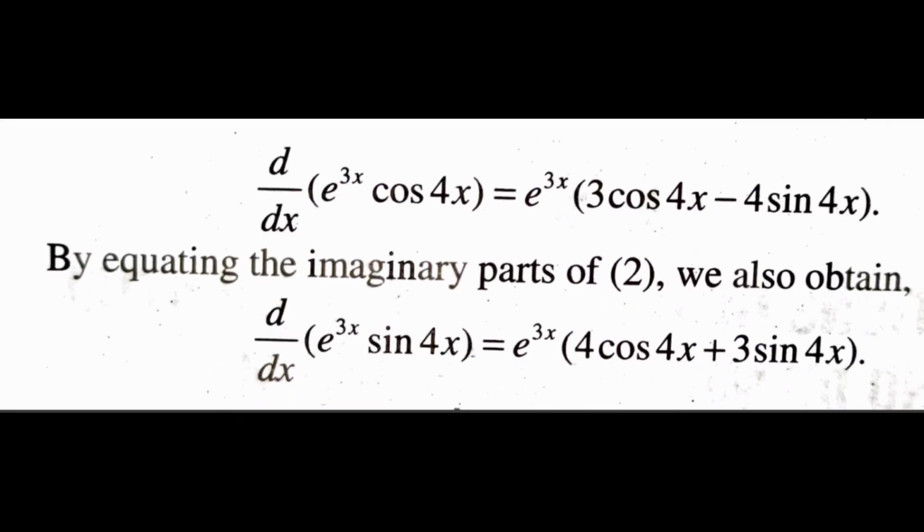Equating the real part, we get d by dx of e raised to 3x cos 4x equal to e raised to 3x into (3 cos 4x minus 4 sin 4x). Then by equating the imaginary parts of equation 2, we also obtain d by dx of e raised to 3x sin 4x equal to e raised to 3x into (4 cos 4x plus 3 sin 4x). That is the solution of our question. Please write down in your notebook.